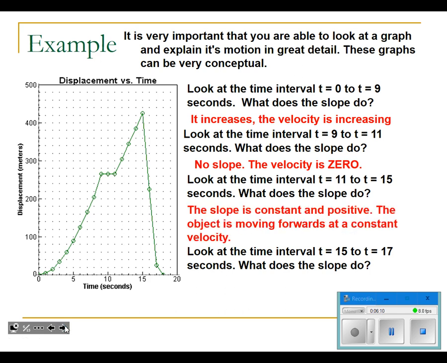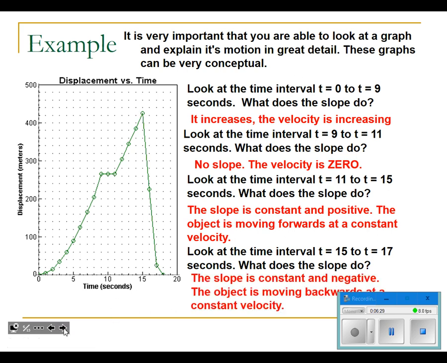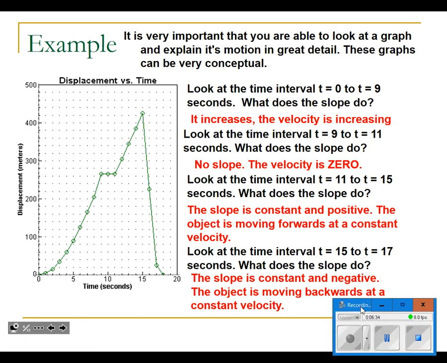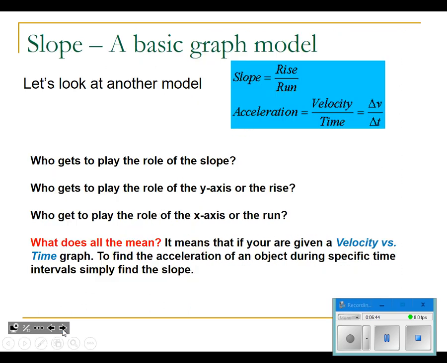And then if we look from 11 to 15, it's a constant slope. Since it's a constant slope, it's positive, so it's going forward, but it's going at a set rate, okay? So it's on cruise control, but it's still going forward. Then if we go from 15 to 17, now the slope is negative, but it's also constant. So what that means is it is now going at constant speed. I've got it set on cruise control, but I'm going the opposite direction. So I've changed directions. This directional information is going to be huge for us, all right?